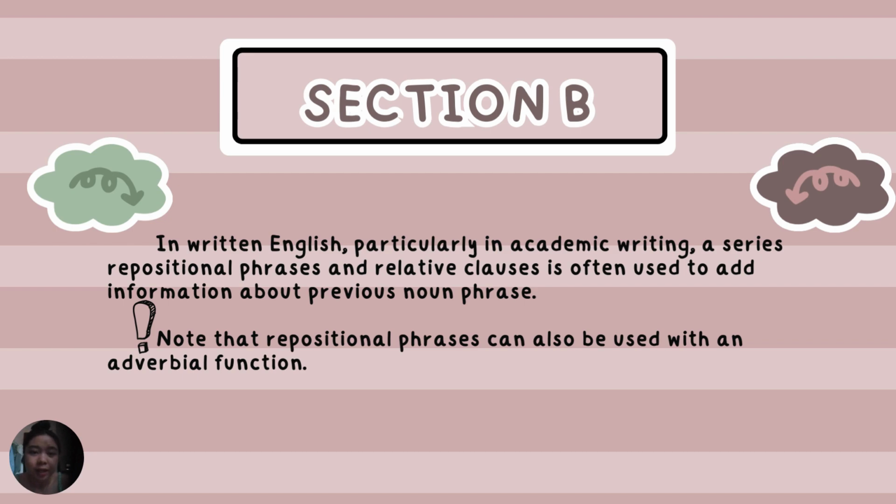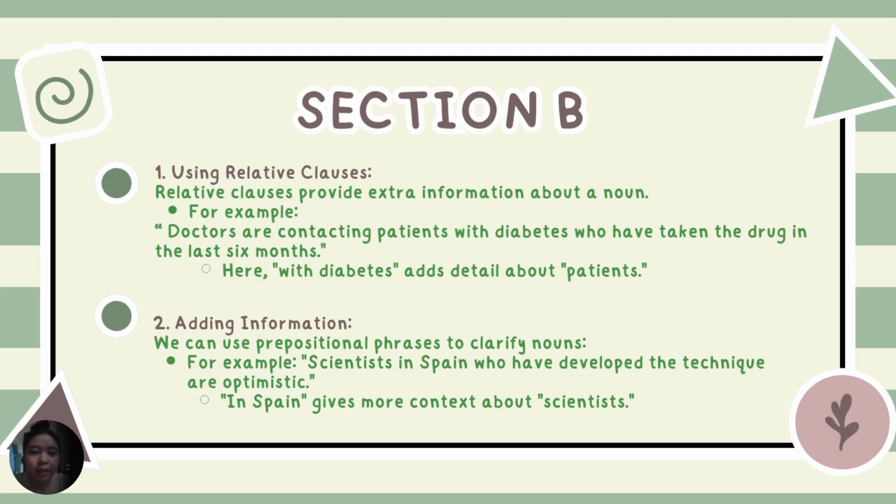Hi teacher, now I will talk about section B. In writing English, particularly in academic writing, a series of prepositional phrases and relative clauses is often used to add information about a previous noun phrase. Note that a prepositional phrase can also be used with an adverbial function. First, using relative clauses provides extra information about a noun.